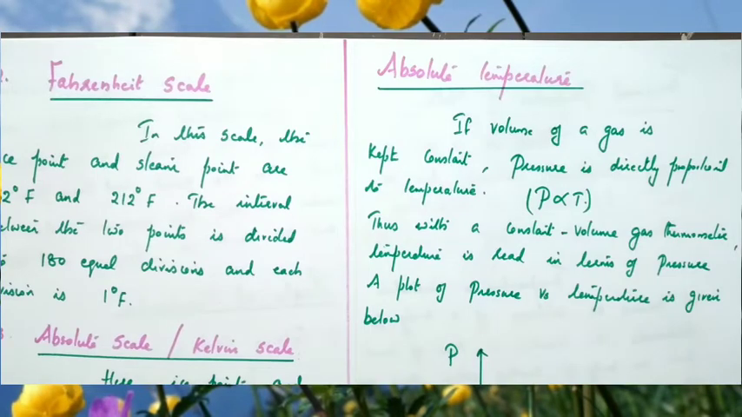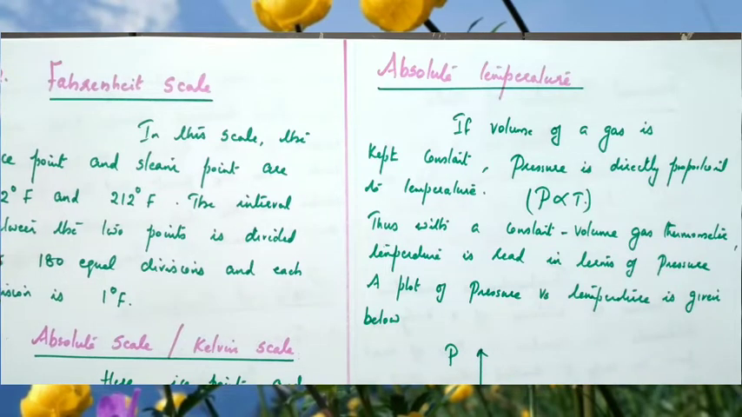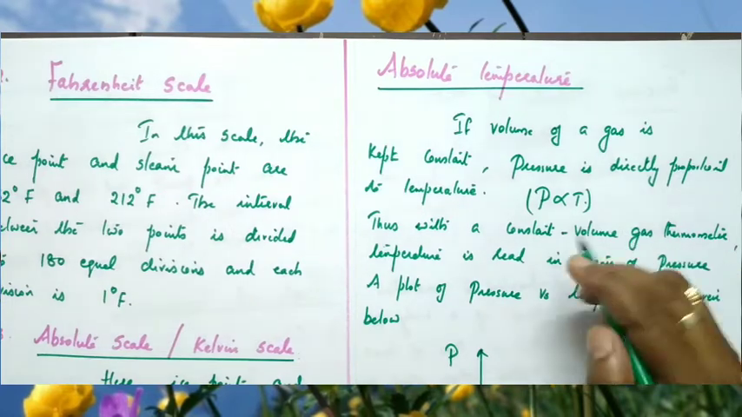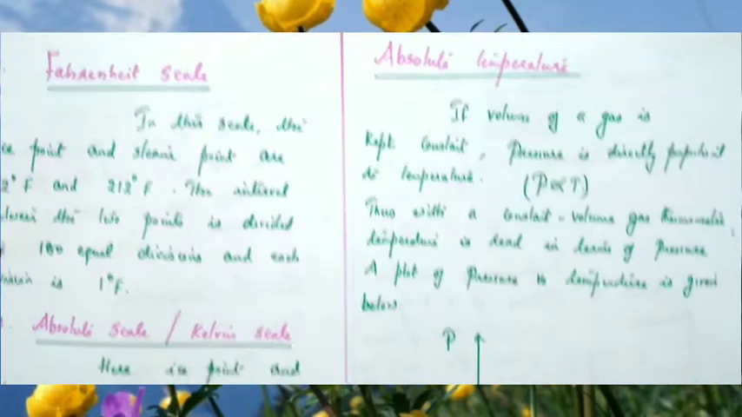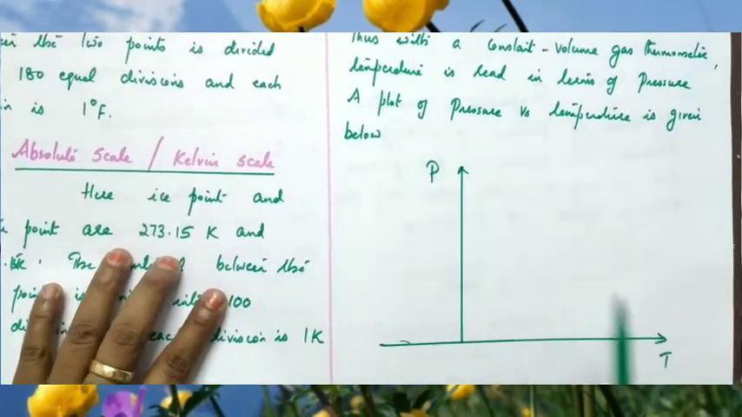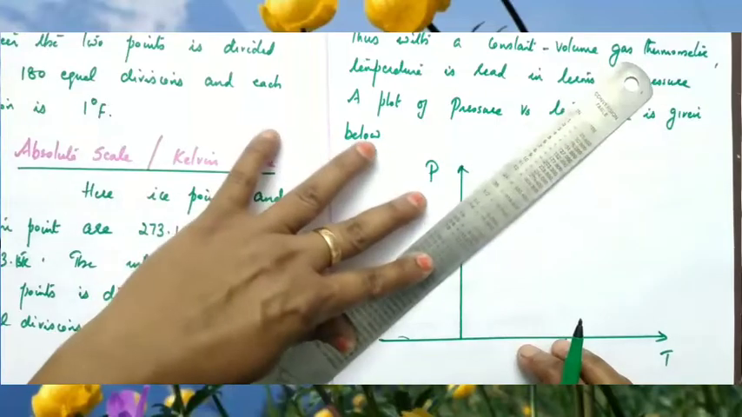Absolute temperature. If the volume of a gas is kept constant, we know pressure is directly proportional to temperature. Thus, with a constant volume thermometer, temperature is read in terms of pressure. If a graph is plotted with pressure along the y-axis and temperature along the x-axis, this is the shape of the graph.